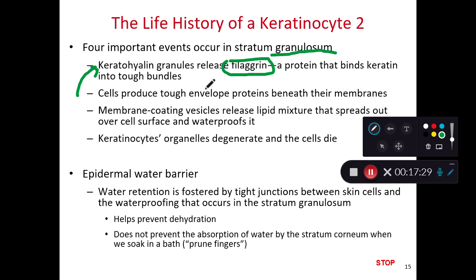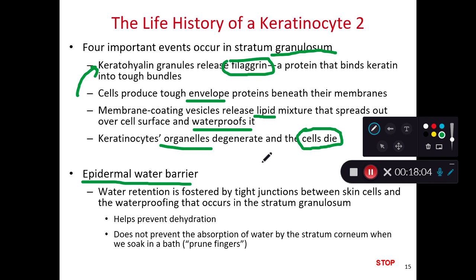We're also going to have some envelope proteins, cell envelope proteins, being produced just deep to the cell membranes of the keratinocytes within the stratum granulosum. We're also going to have some lipids that are released, and these lipids will spread out over the superficial layer of the cell, allowing for the cell to be waterproofed. And then finally, within the stratum granulosum, organelles will be destroyed and we'll have keratinocyte death. So at the stratum granulosum, we then form the water barrier.